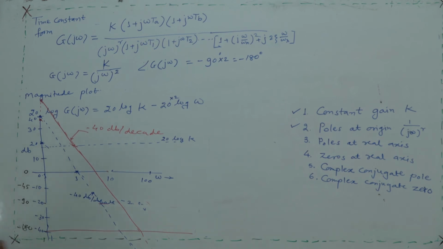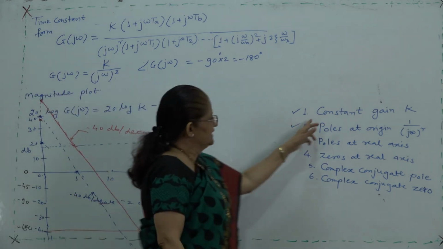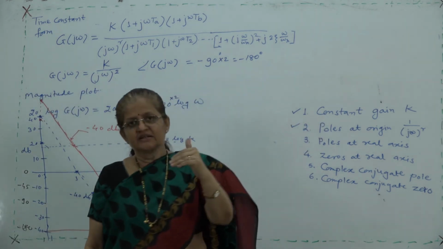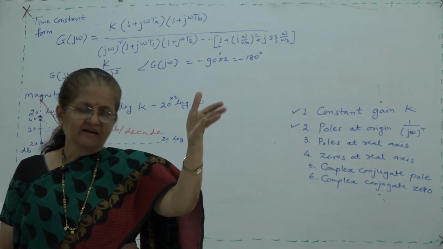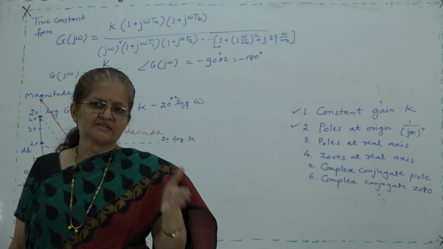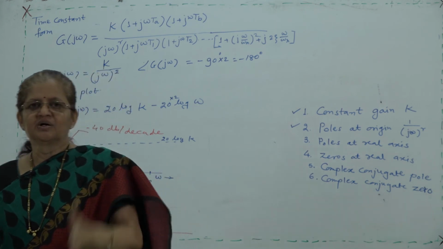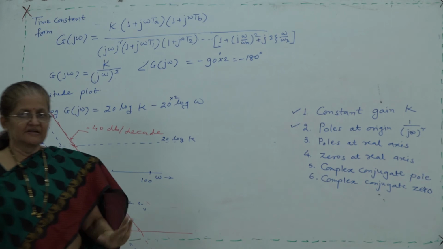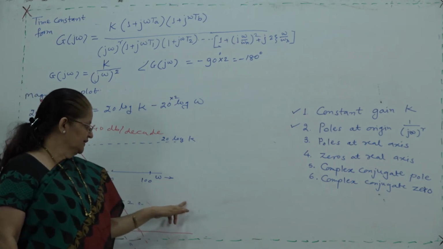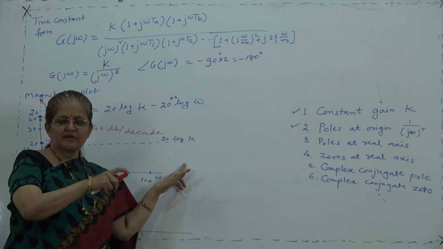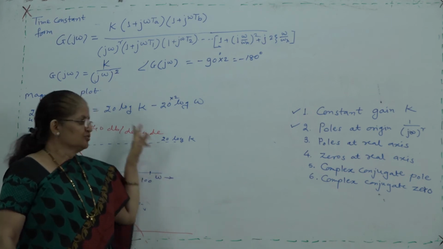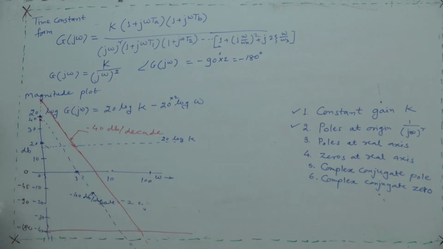I think it is clear how to combine it. Initially you can draw line of 20 log of k and as well as minus 20 dB per decade line, combine it together. Otherwise, what you can do, at 1 20 log of k, so one point you got, and slope is minus 20 dB per decade. So, together you can draw the line. So, how to combine it, that you can observe here.